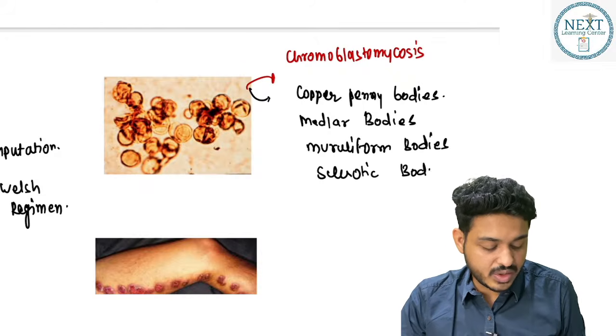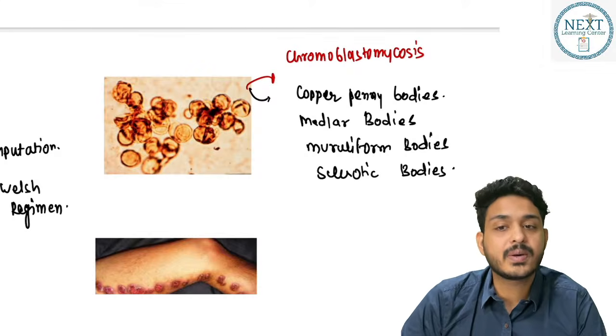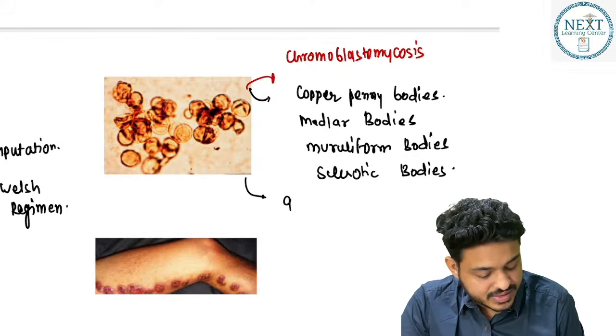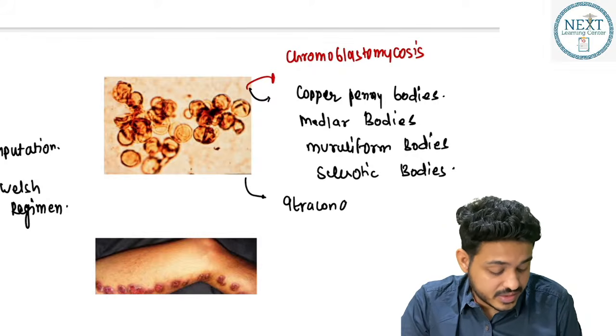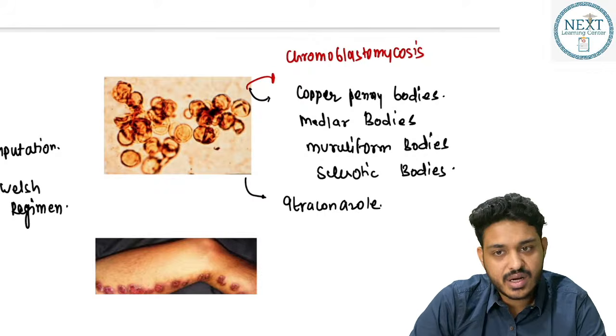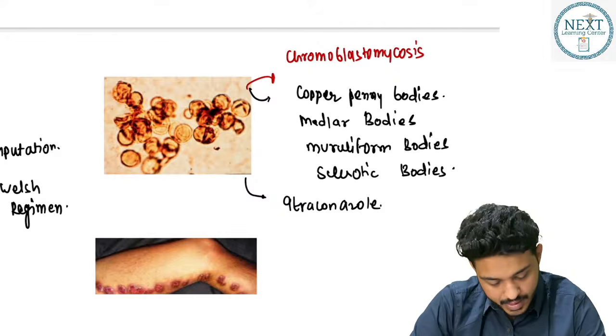Sclerotic bodies. So these names have been asked previously, right? Copper penny, medlar, muriform, and sclerotic. The drug of choice we are going to give is itraconazole, but the treatment remains a long-term treatment. We can debride the area also. We can give this itraconazole in this particular case.